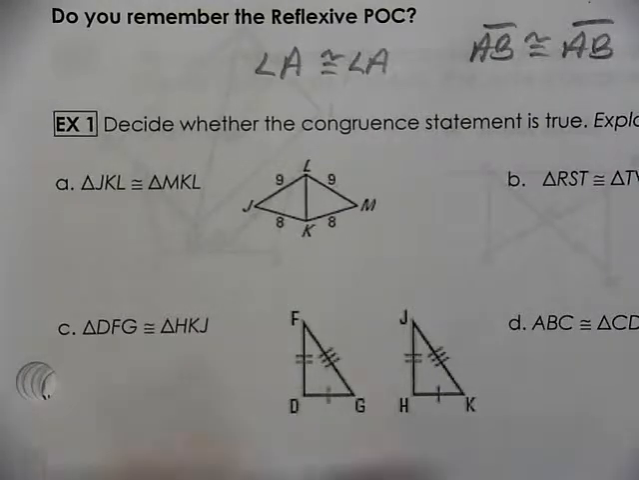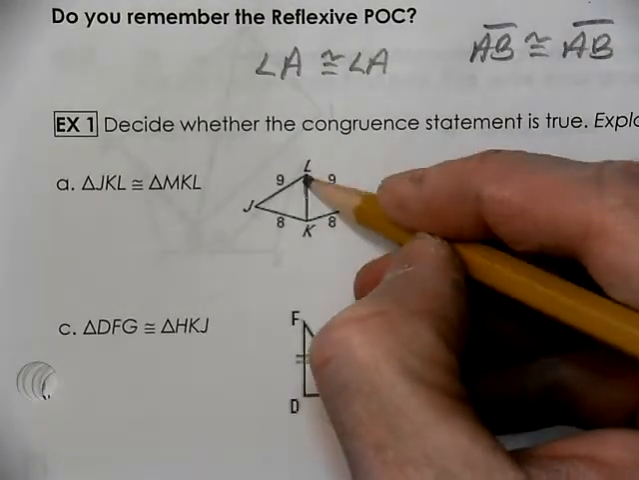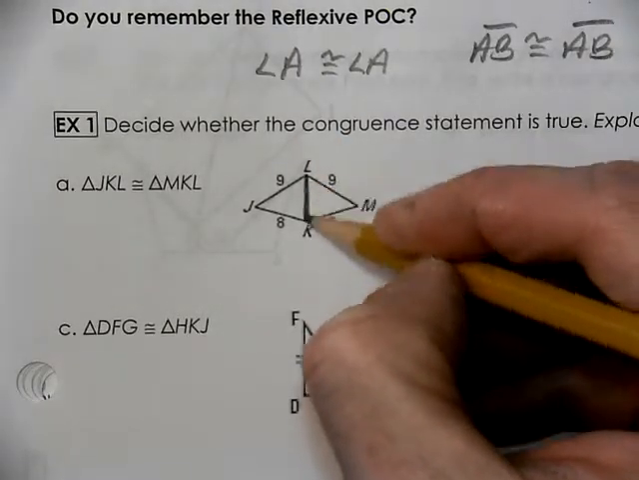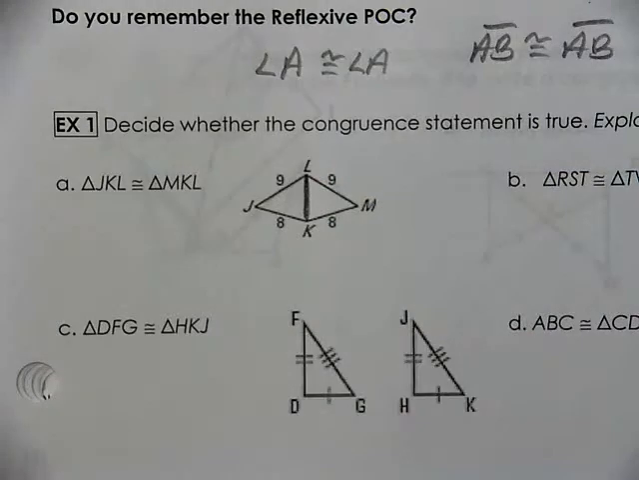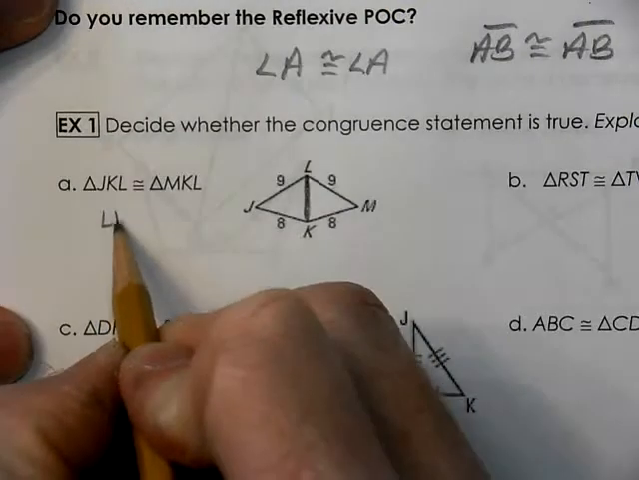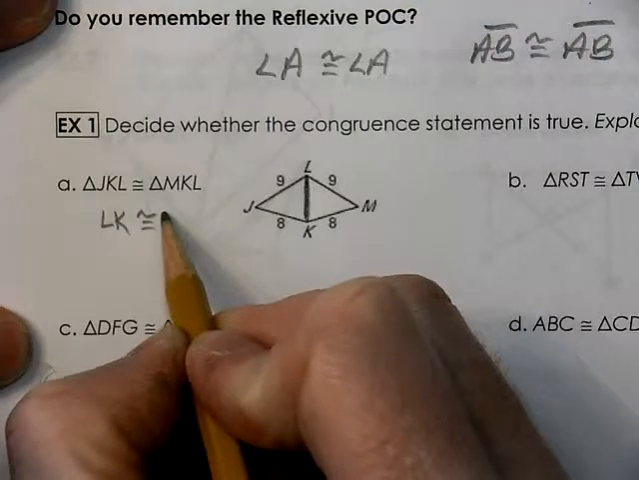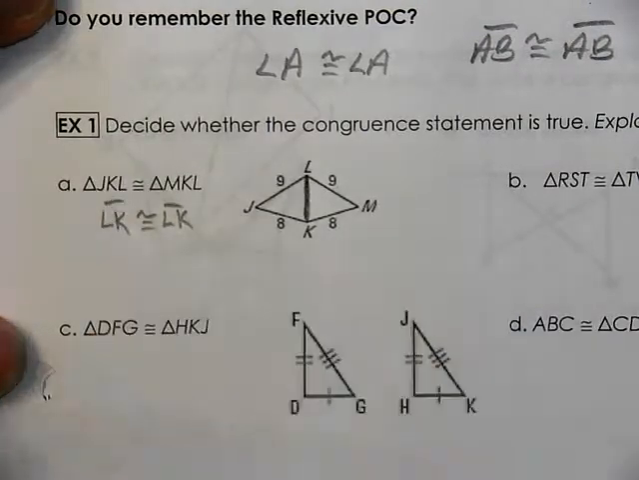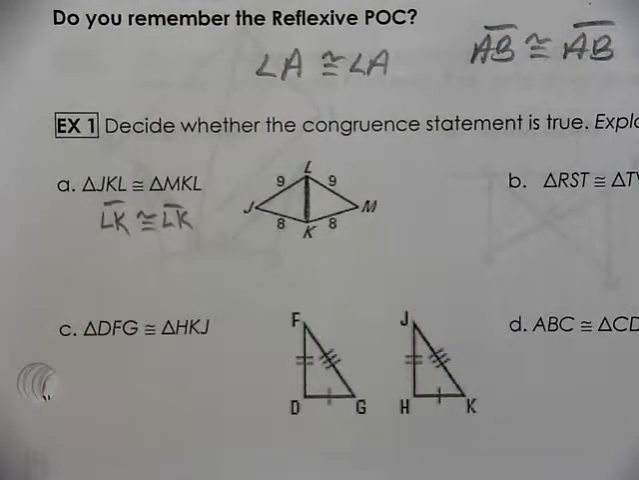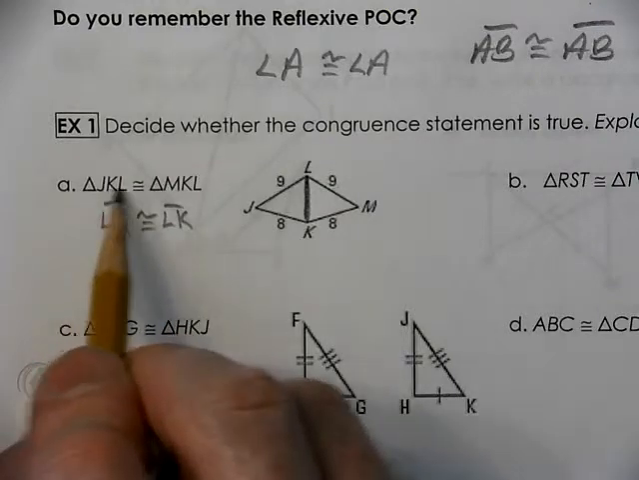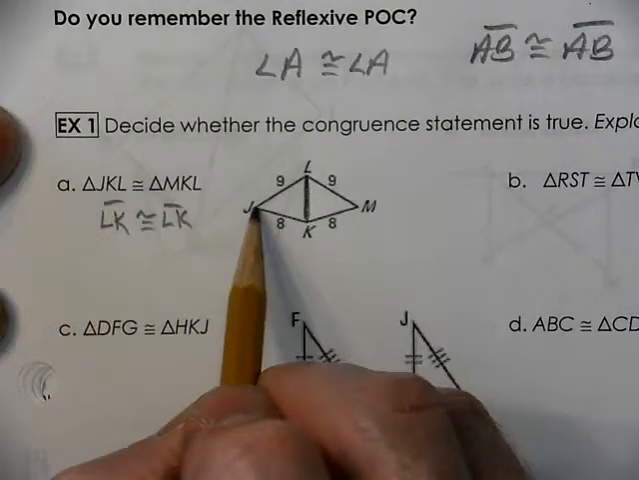And we notice that the 3rd side, this LK side, is being shared between the 2. That's called the reflexive property. I know that LK has to be congruent to LK. So, is this congruent statement true?